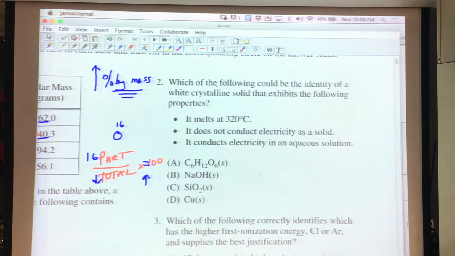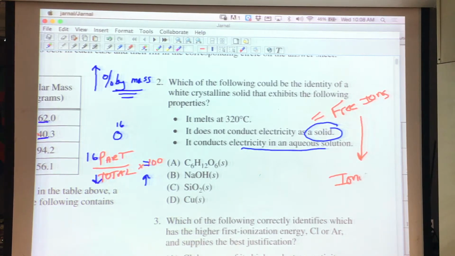All right. Now, 320. Here's the key to the entire thing. It does not conduct electricity as a solid, but does as an aqueous solution. So this is screaming to me what? Yeah, it's an electrolyte. It's free ions, which, by the way, is what ionic compounds are. Okay, now who has free ions? Ionic compounds, acids, because they break apart into H pluses, and bases. How low can you go? Okay, so this is a non-electrolyte. It's covalent.